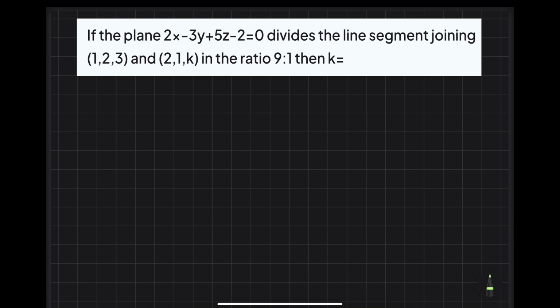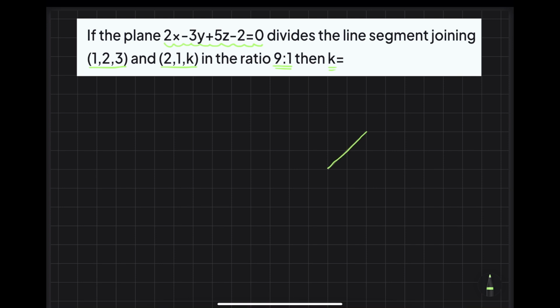So, we have a new problem which says: if the plane divides the line segment joining this point and this point in the ratio 9:1, then you need to find the value of k. Look at how we will solve this problem.